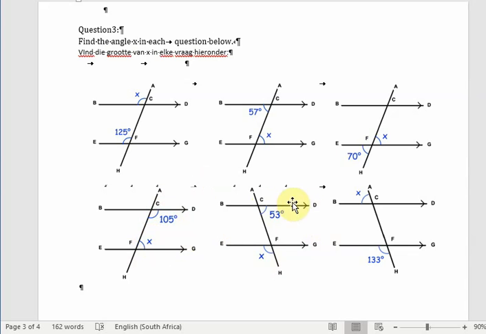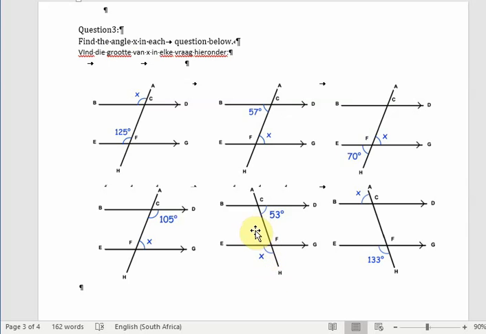In this question, you can see we can't directly just determine this one. We're first going to have to say that this 53 and this one next to X, those two are alternate angles. Daai twee is verwisselende hoeke, want dit vorm 'n N. Nee? So that one is 53. And that one, alternate angles are equal, so that means this one is also 53.